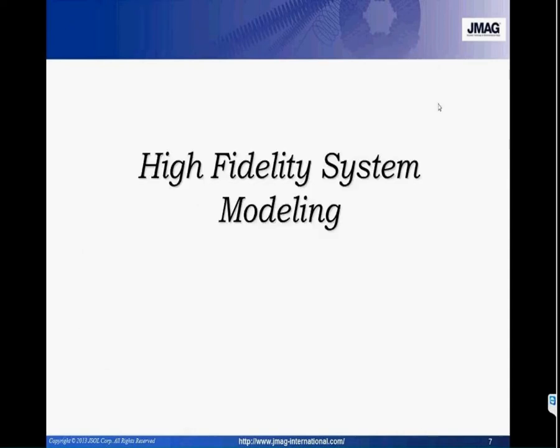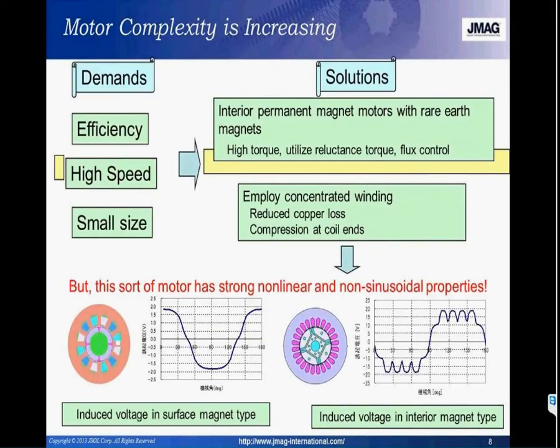So, high-fidelity system modeling. To begin with, motor complexity is increasing. So there are increased demands on efficiency, higher speeds, and smaller size. What this entails is that motor designers must use interior permanent magnet machines with rare earth magnets that have high torque and utilize reluctance torque and require flux control. So to increase the power density, they're also employing things like concentrated windings to reduce copper losses and compression at the coil ends, again, to reduce the overall size and improve the thermal efficiency.